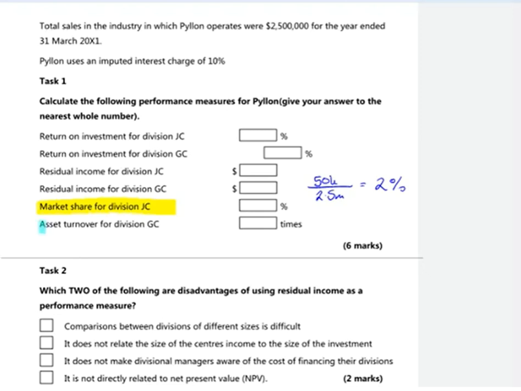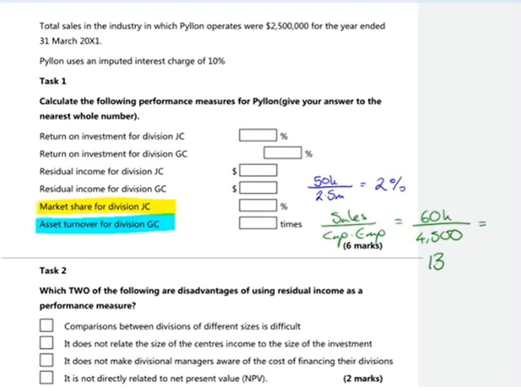That just leaves us with our asset turnover. Asset turnover, we know, is sales divided by our capital employed. So for GC, we've got a total of 60,000 of sales revenue, which is being generated by capital of 4,500. So that's a turnover of 13 times.